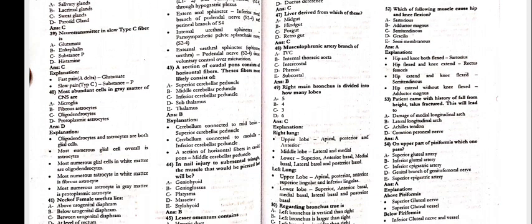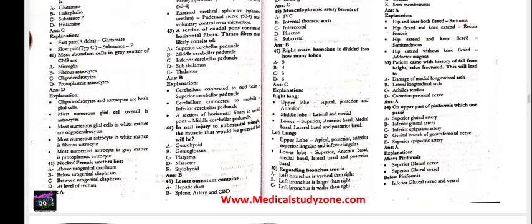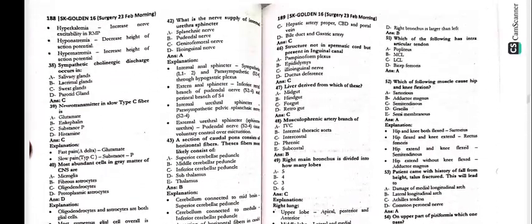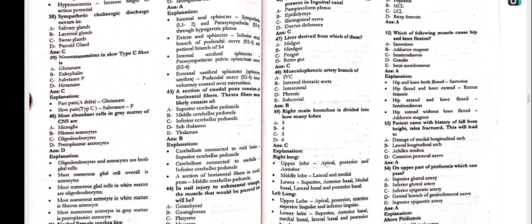49. Right main bronchus is divided into how many lobes? That is 3. Next, 50. Regarding bronchus, true is that the left bronchus is longer than the right one. 51. Which of the following has the intra-articular tendon? Popliteus. 52. Which of the following muscle cause hip and knee flexion? That is sartorius.